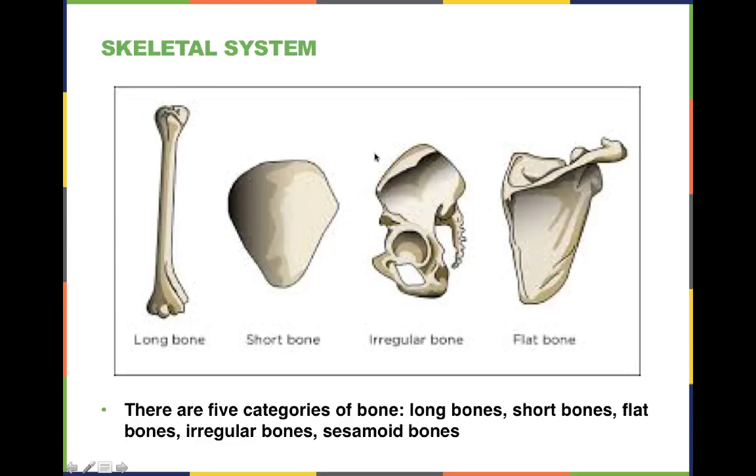Irregular bones, this is a picture of the pelvic bone. Flat bones, this is the scapula, also the skull bones. And then sesamoid bones, which are not pictured here. Sesamoid bones are bones that form inside tendons. For example, in the patellar tendon, which attaches the leg muscles to the tibia, there's the kneecap, and that is a sesamoid bone.